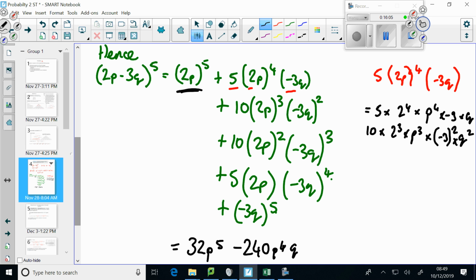So we want to bring together these three constants. 10 times 2 to the 3 times (minus 3) to the 2. Plus 720, yeah? So that'll be p to the 3 q to the 2. Finish it off. So we've got to do that one, and that one.